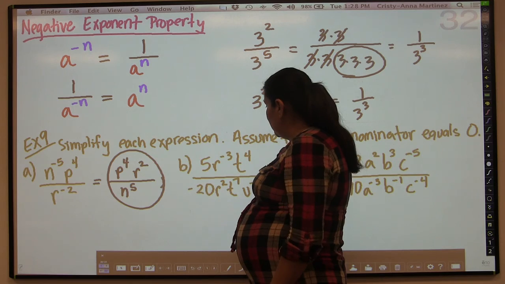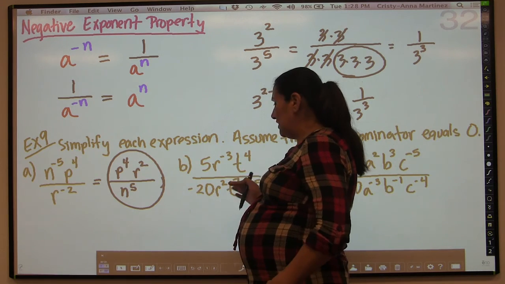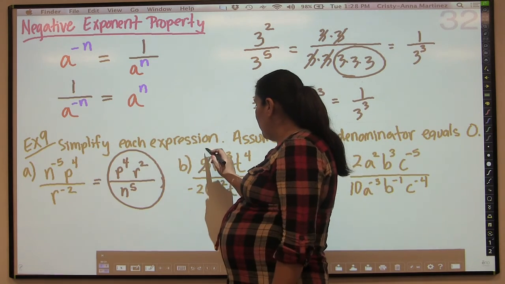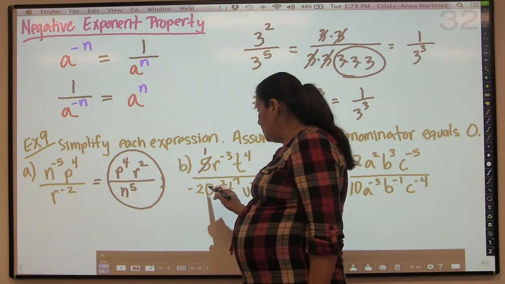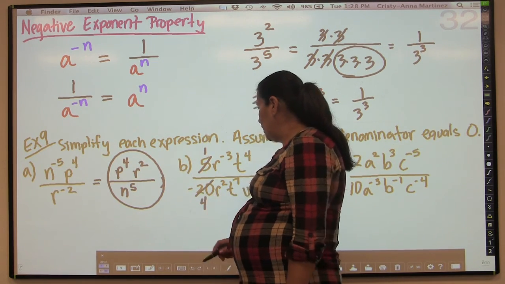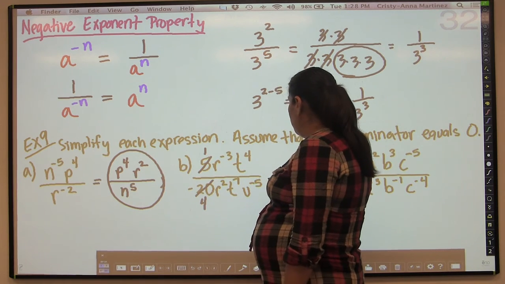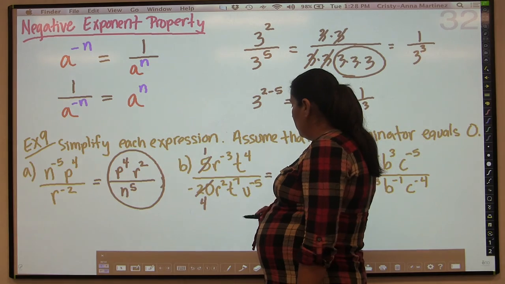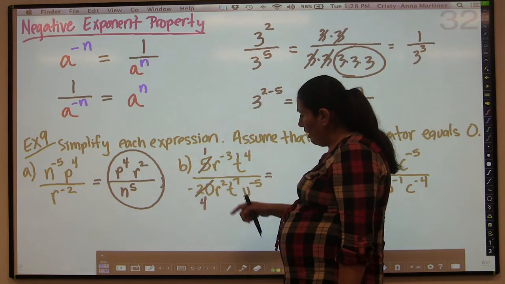And in part B, you can see that just because it's a fraction doesn't mean that you can't reduce the coefficients. So we know that 5 goes into 5 once, and that 5 goes into 20 four times, so that we can reduce right away. The other thing that we have to do is look at the variables. So we have r's on top and on the bottom.